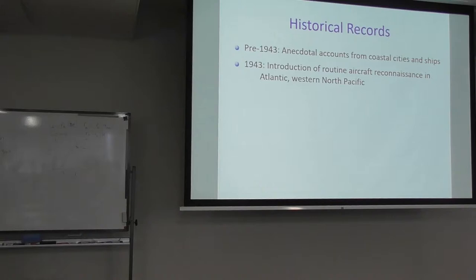Beginning in 1943, we started to do routine aircraft reconnaissance, but only in the North Atlantic and in the Western North Pacific. And in the beginning, it was fairly crude. That is, we really weren't measuring winds, for example, from aircraft. We were just estimating winds. In some cases, we had drop zones that were measuring pressure.